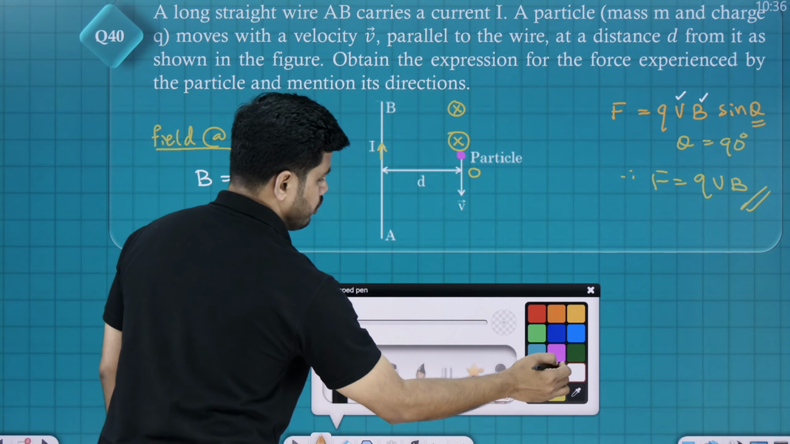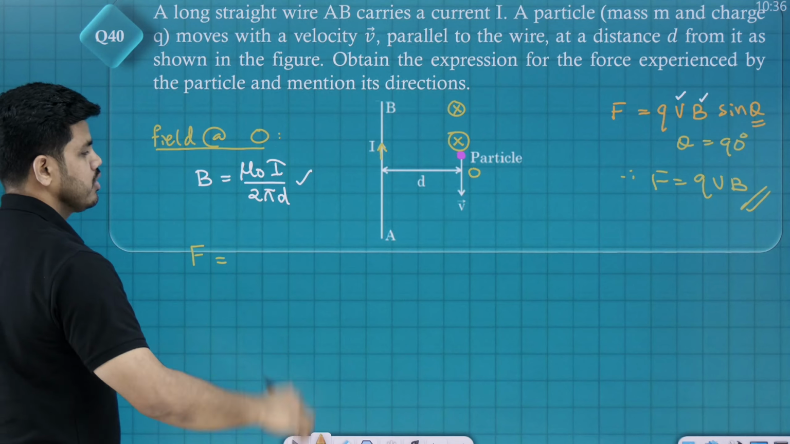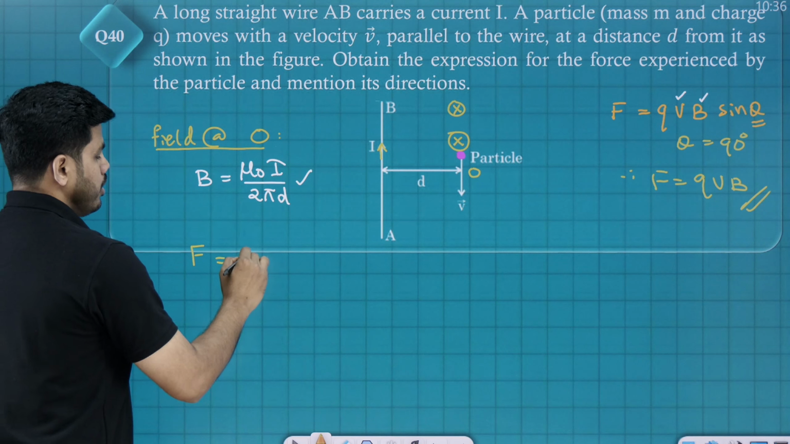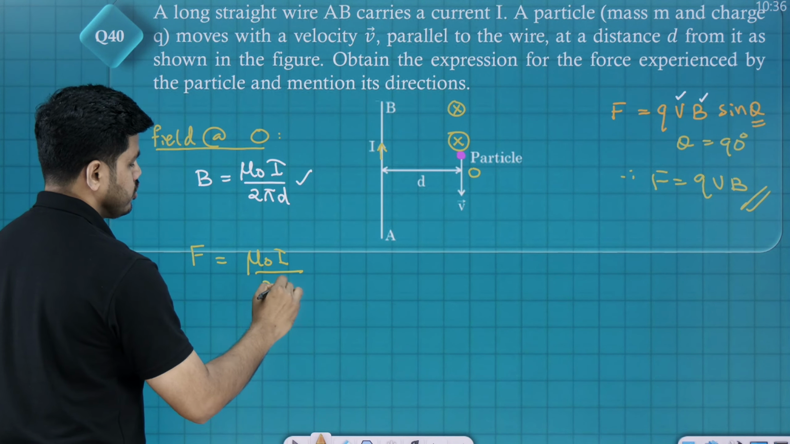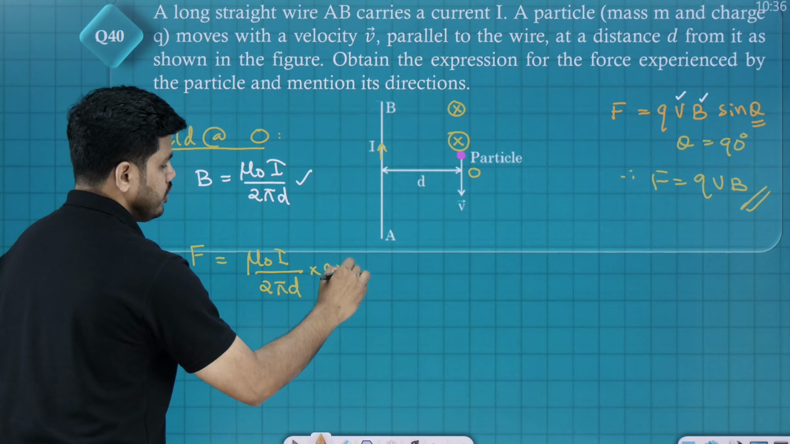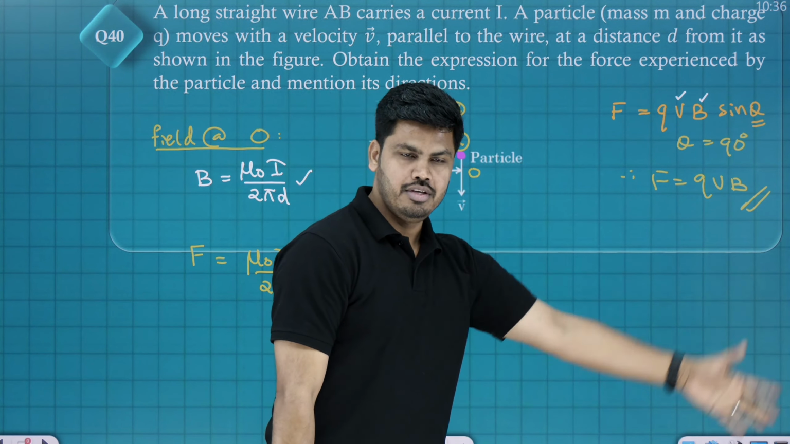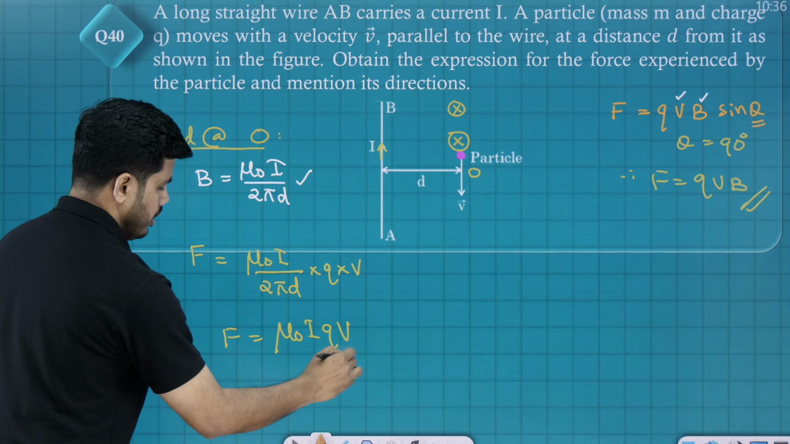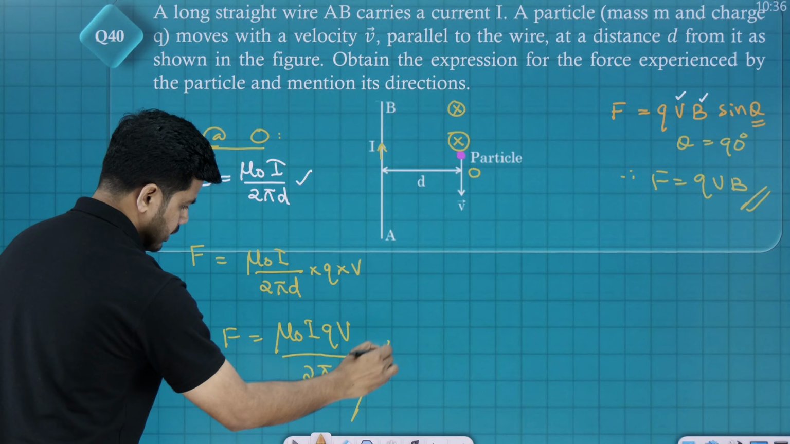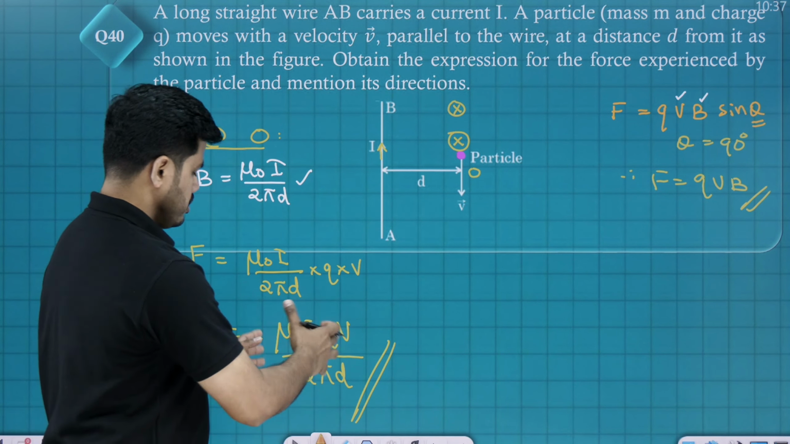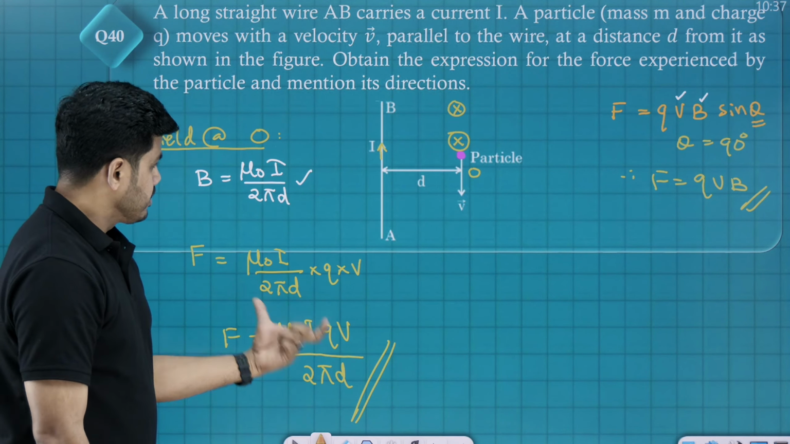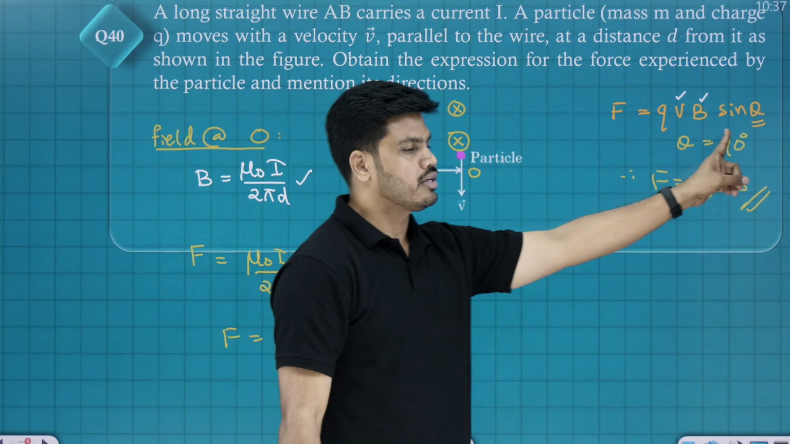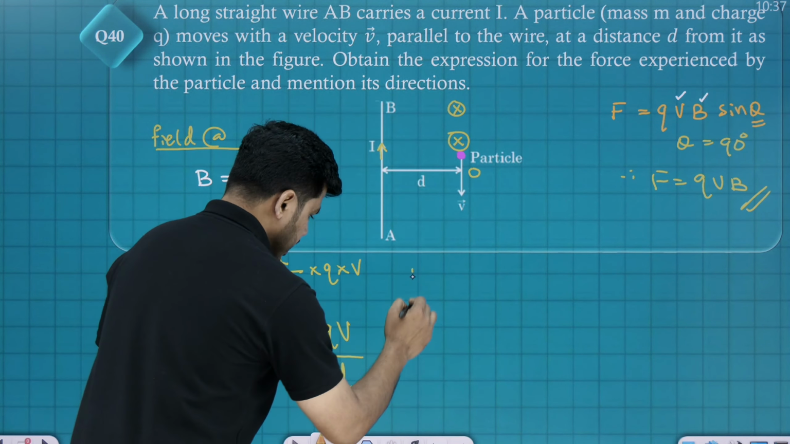Then we can find the force, because B can now be substituted. Force is equal to QV into B. So Q into V into mu naught I divided by 2 pi d is the final answer. The force equation is finally mu naught I Q V divided by 2 pi d, the magnitude of the force. No numerical values are given, so this is our final expression. This is the force acting on the particle when it moves, and it is the maximum force because sine theta is equal to 1. So that's the magnitude of the force.